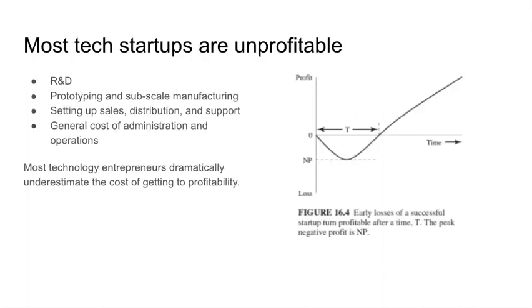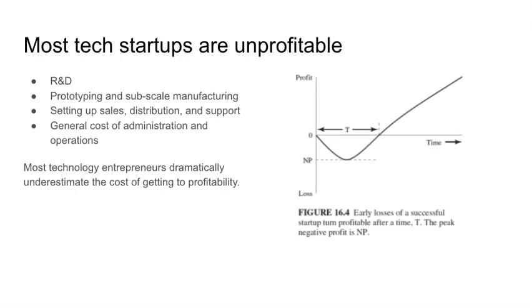It's important to recognize that most tech startups are unprofitable. This is a classic chart that you see here from the textbook, figure 16.4, in which there is a period of time during which an early stage venture makes no money and loses a significant amount of money. Some of the reasons that this is the case: many of these organizations have R&D expenses, especially in the case of life science companies. There may be prototyping and subscale manufacturing investments that need to be made.